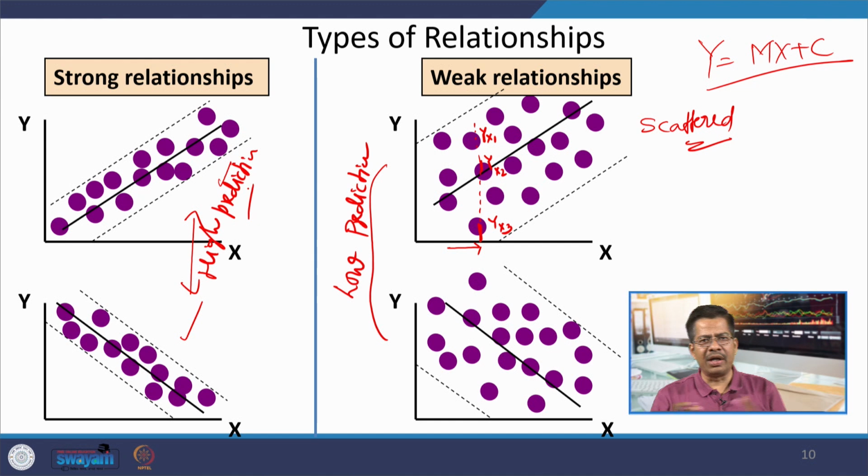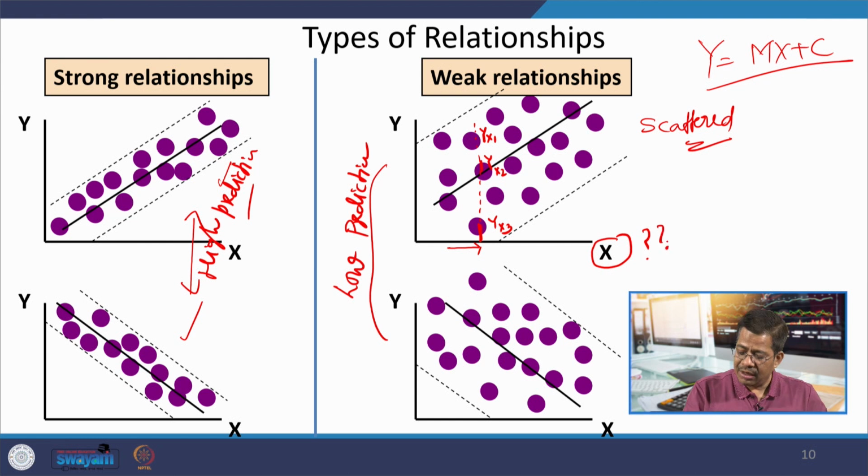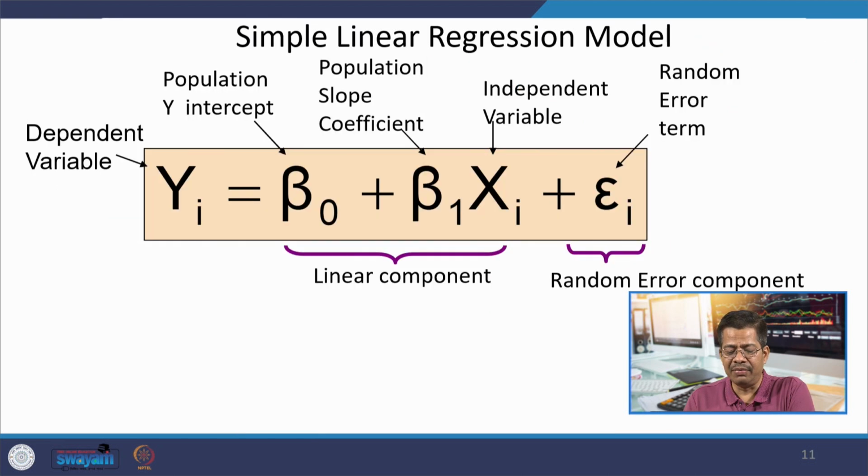If you have a strong relationship, you get very high predictions. Sometimes these strong and weak relationships are possible because of wrong identification of x. Whether the correct x is taken or not, on that also these strong and weak relationships may vary. This is a very generic expression for representing your regression equation.